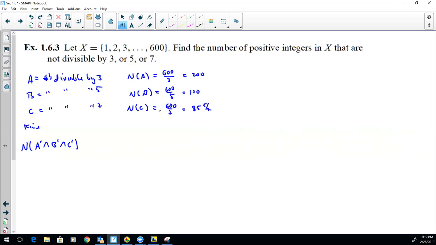Okay, well, that's not quite right. What we're really doing is taking the floor here. In other words, there are 85 multiples of 7 in this group. I really should be taking the floor for the others as well, but they worked out evenly because 600 was divisible by 3 and 5, but 600 is not divisible by 7. So there are 85 multiples of 7 with some numbers left over.